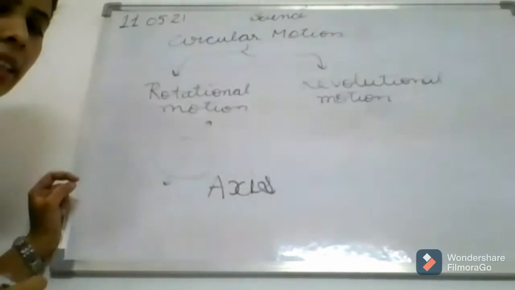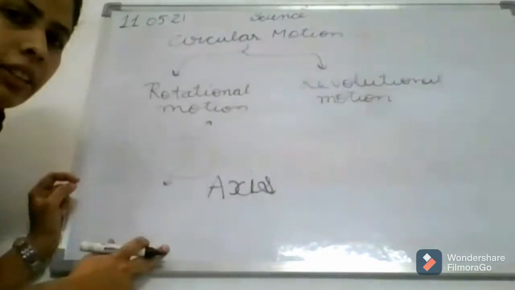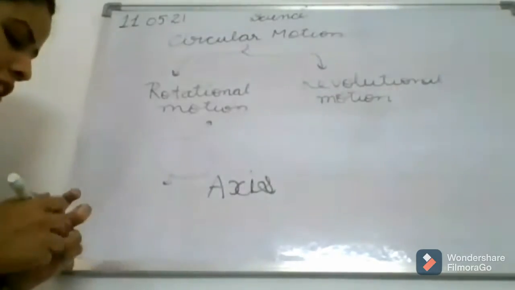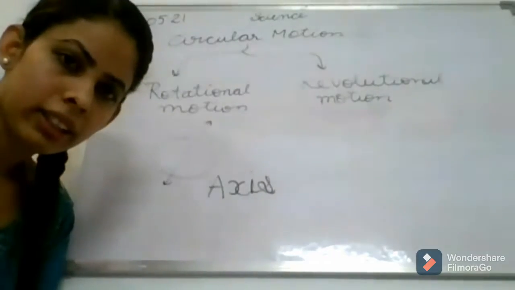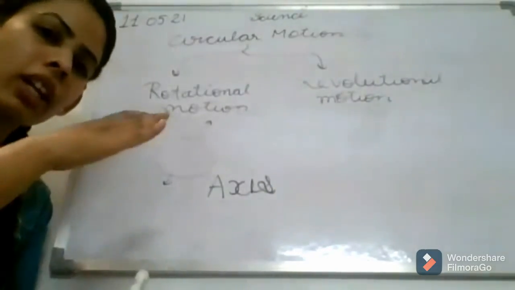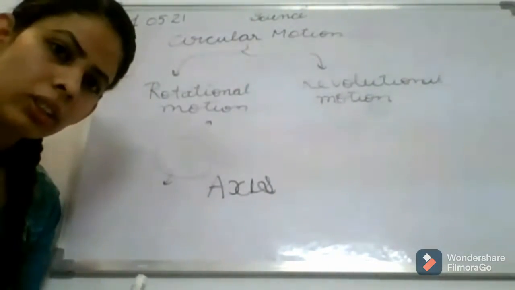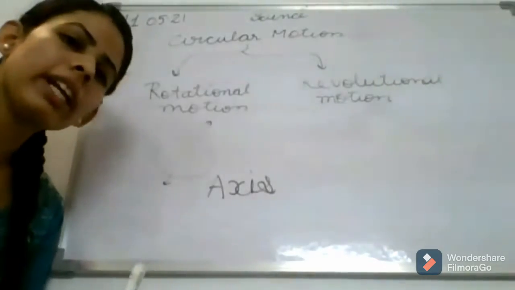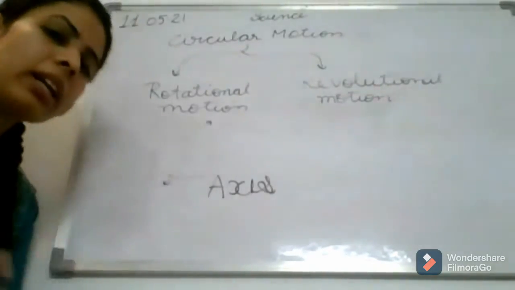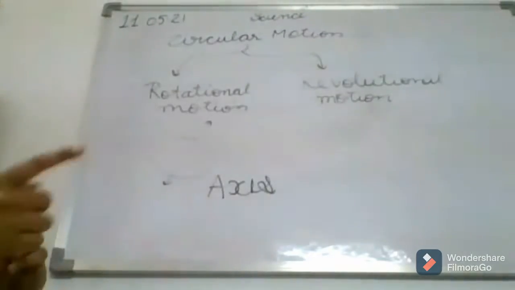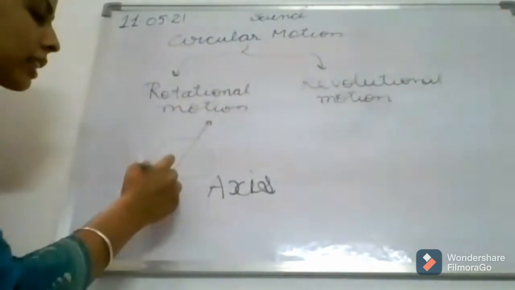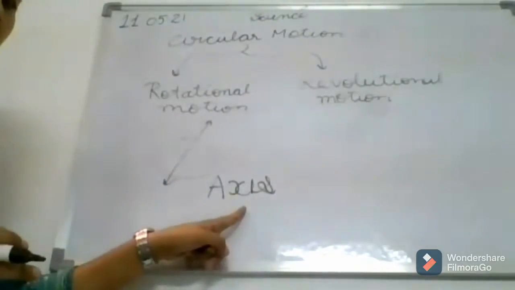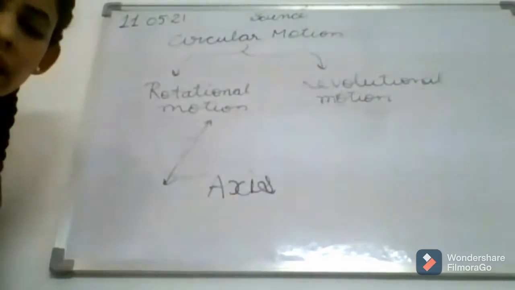What is an axis? It is an imaginary line. If I talk about the equator, it is also an imaginary line. There is no line in the middle of the earth. It is only an imaginary line. Similarly, the earth is rotating over an axis. This axis can't be seen. We can only imagine it.